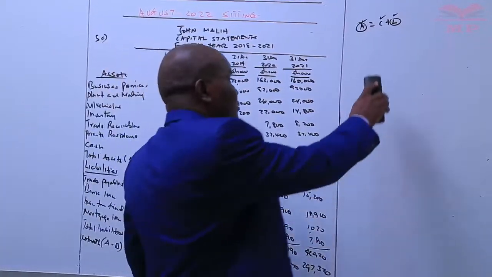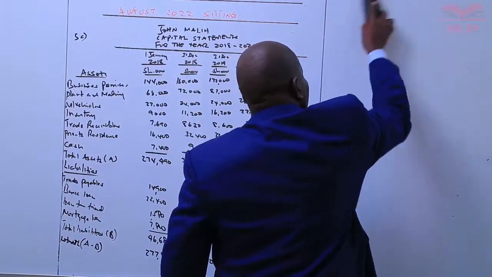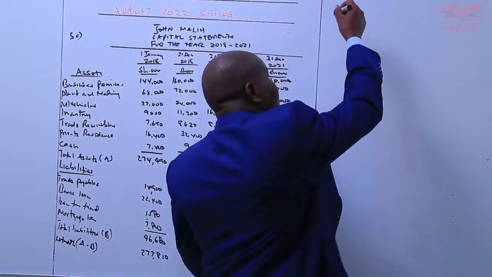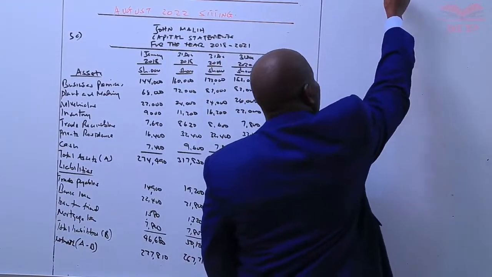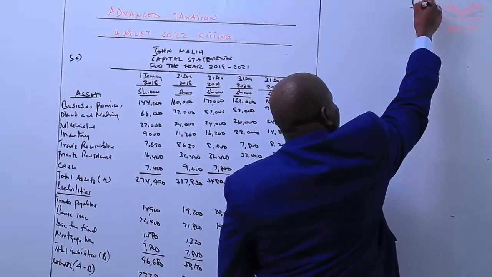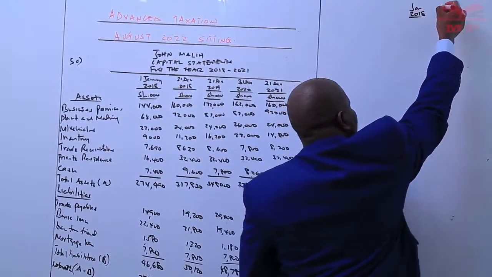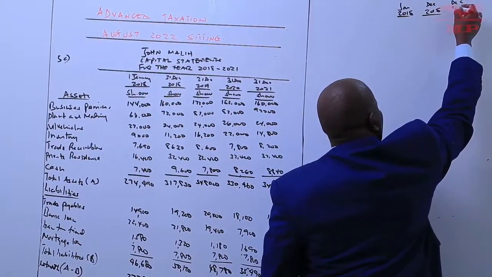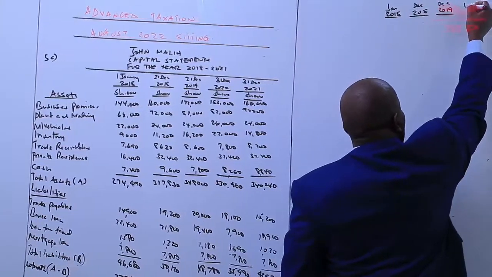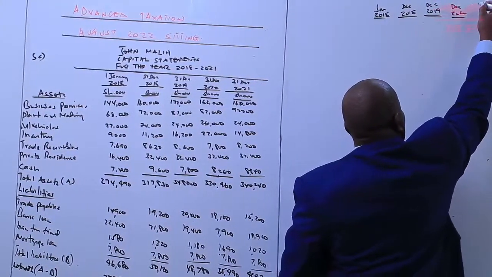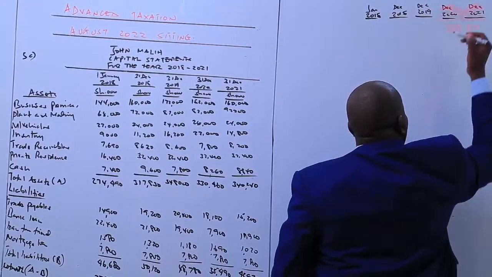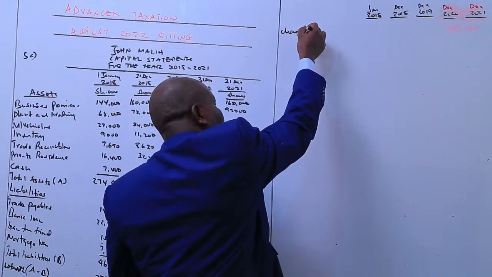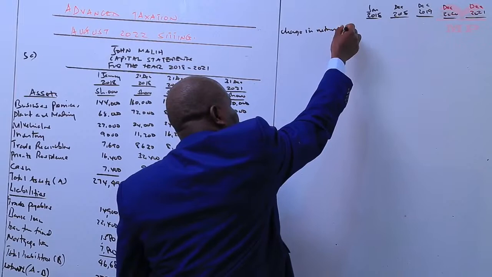The next step now is to get what we call change in net worth. I'm moving here. Change in net worth. So just to continue, we have January 2018, December 2018, December 2019, December 2020, and December 2021. So we get what we call change in net worth, that is change in capital.